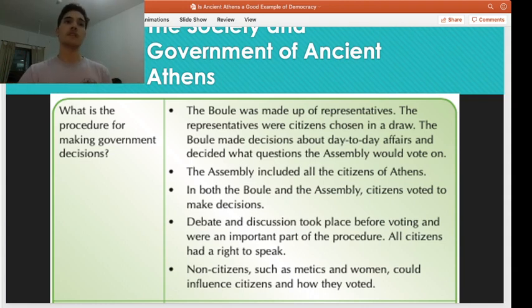Maybe you say, Mr. Callum, this isn't working, right? Let's say I want to have a test on Wednesday, and a couple of you chime in saying, Wednesday's really busy, we have this, this, and this. That's not going to happen. It's not your decision to make. I ultimately make the decision, but you can influence that. So that's like the role of the metics and women in the decision-making process. The boule, the Council of 500, and the assembly, they come together, they negotiate it, but they can be influenced by non-citizens. But only citizens can be part of that table.